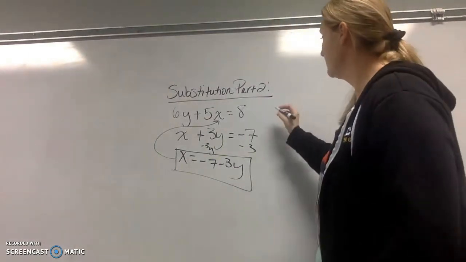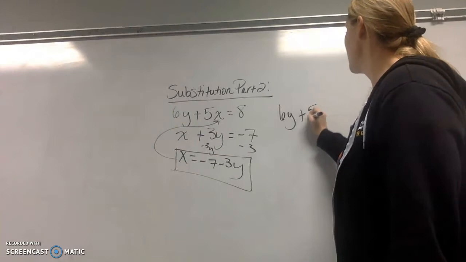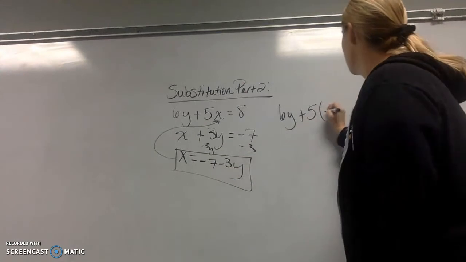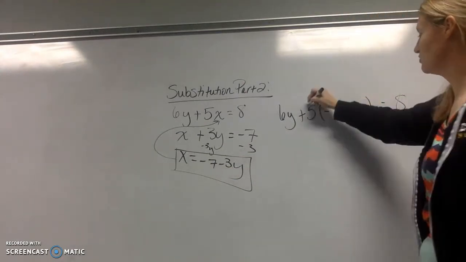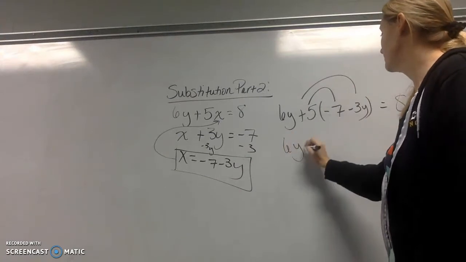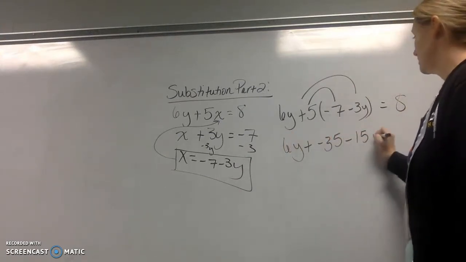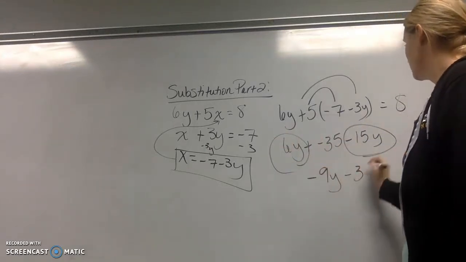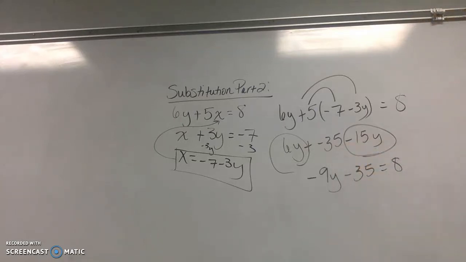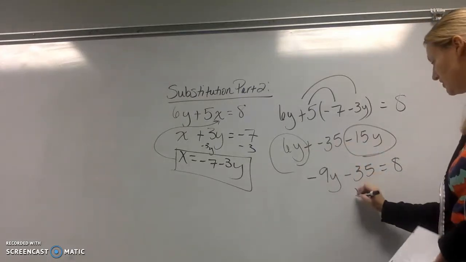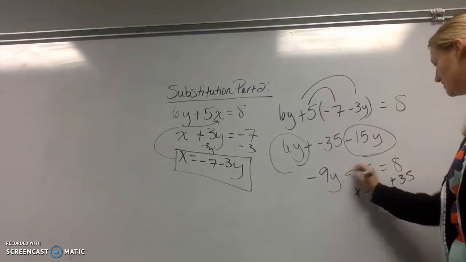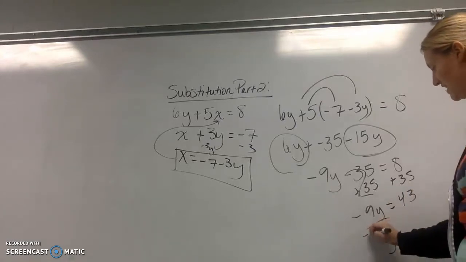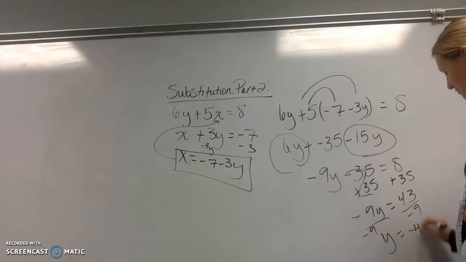So if I plug in, that's going to give me 6y plus 5. I'm going to leave a blank where x goes this time. And x is -7 minus 3y. So now I'm going to do distributive. And then I have to combine like terms. So the plus -35 I just made minus 35. Okay, so then I'll add 35, go ahead and solve this. So y, after I divide by -9, is going to be -43/9.